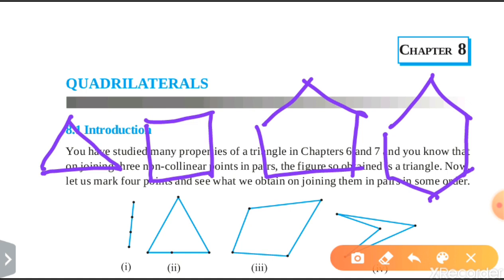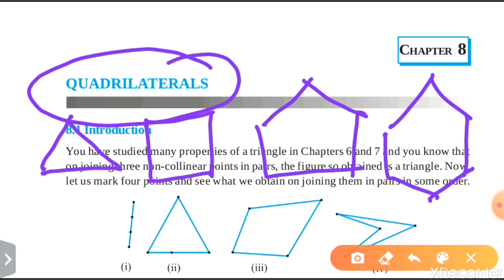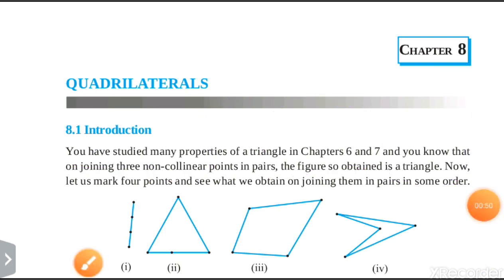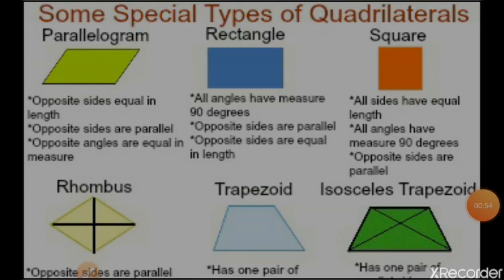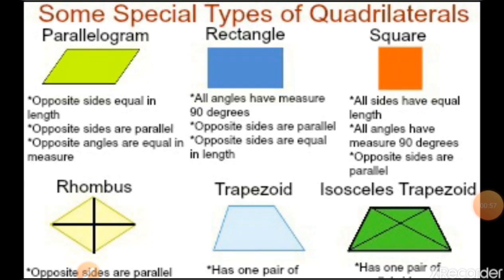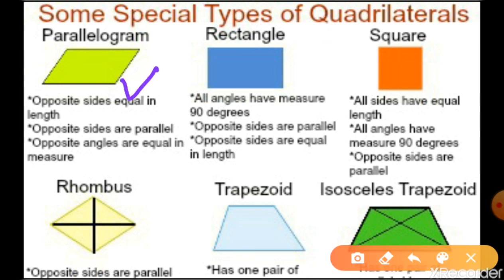So in this chapter we will just talk about the quadrilateral and its properties. We will prove the properties of the quadrilateral. Now you can see the different types of quadrilaterals. First we will talk about the parallelogram. You can see that this is a parallelogram.